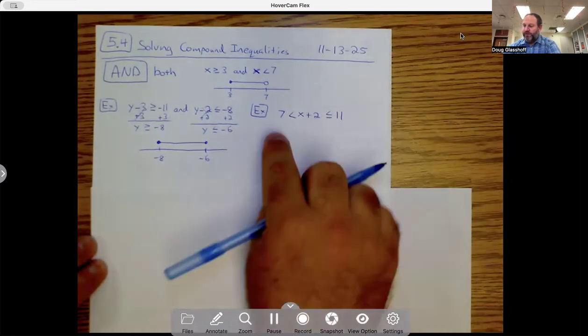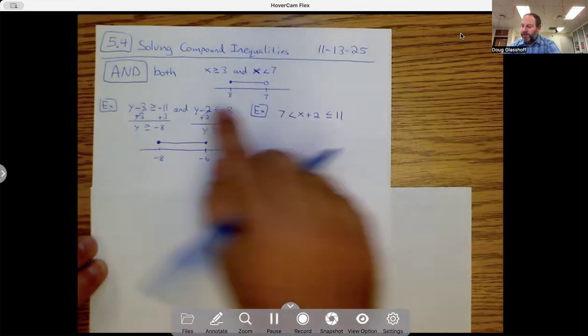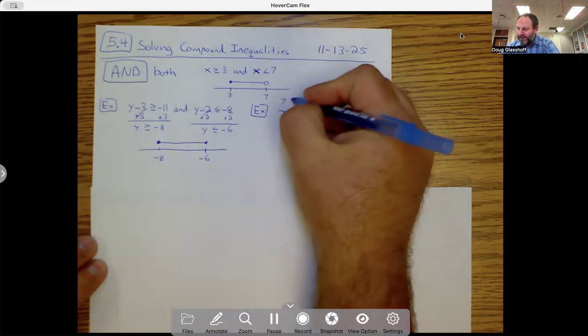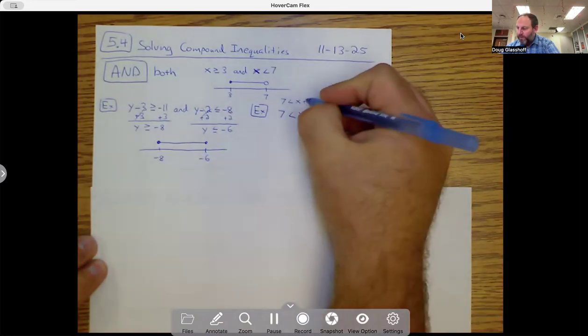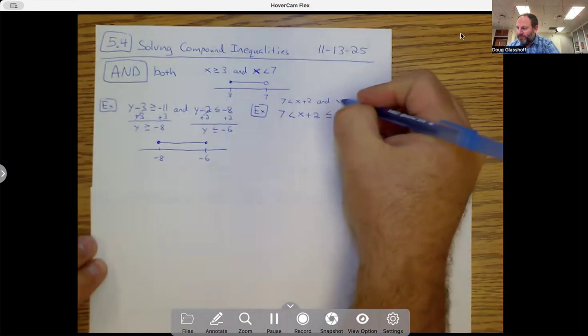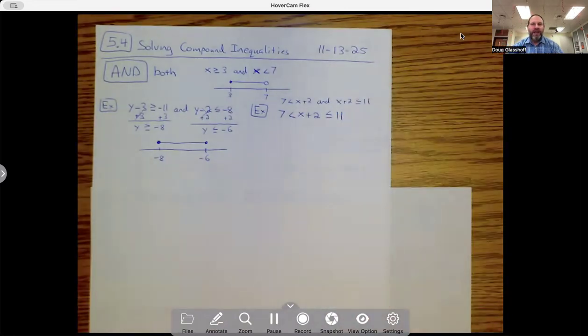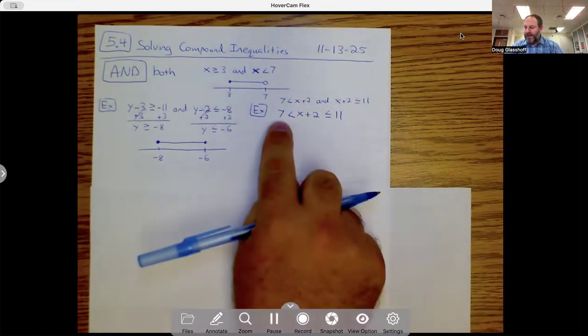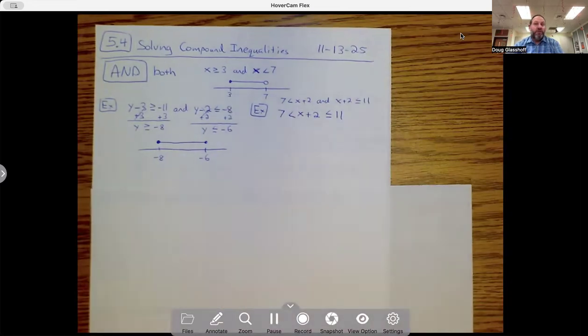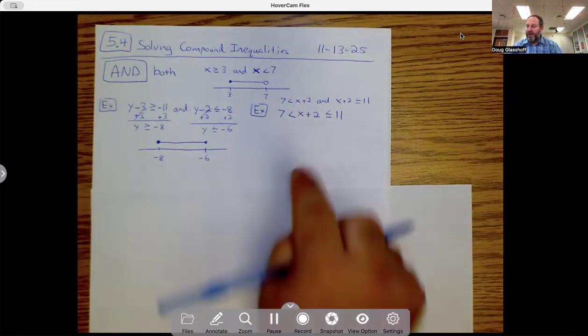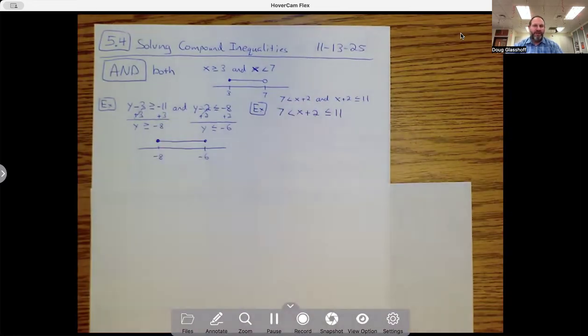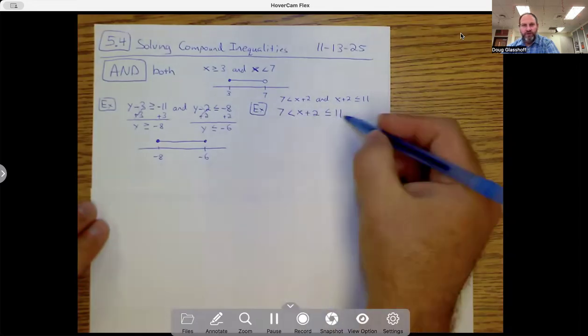All right, this one over here looks a little bit different. Notice we don't see the word and. But what this really says is 7 is less than x plus 2, and x plus 2 is less than or equal to 11. It's like they just pushed them together. So when we read this, we're actually reading it that way, but we just don't see the word and. Now, you could split it up like this and solve each one separately like we did there, or you can just treat it like having 3 parts to the inequality.